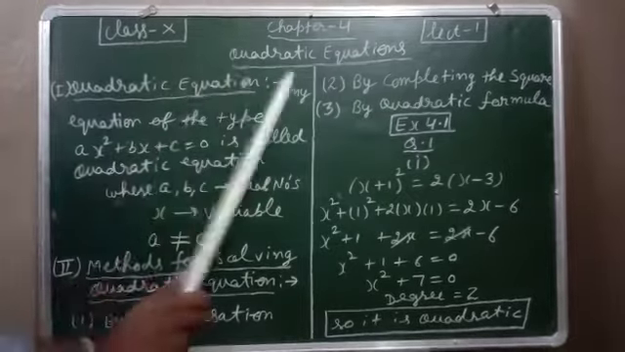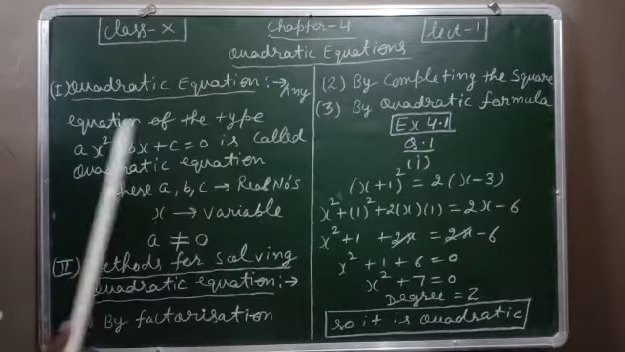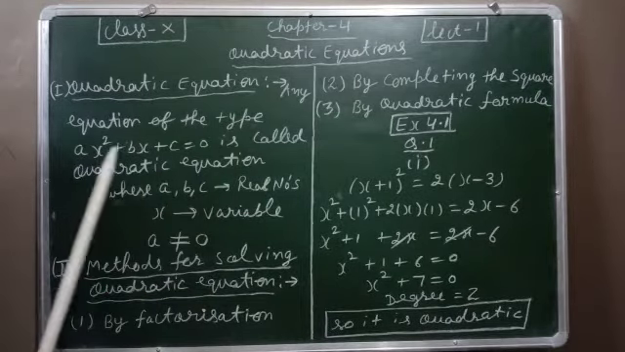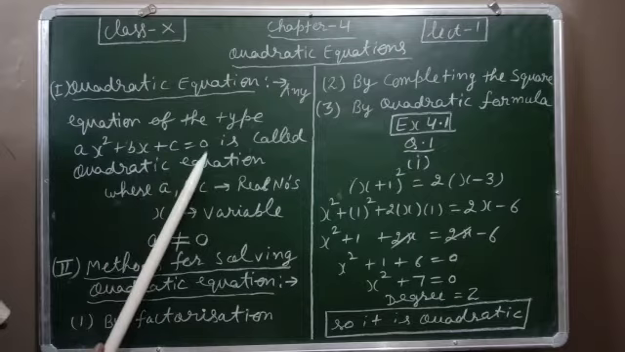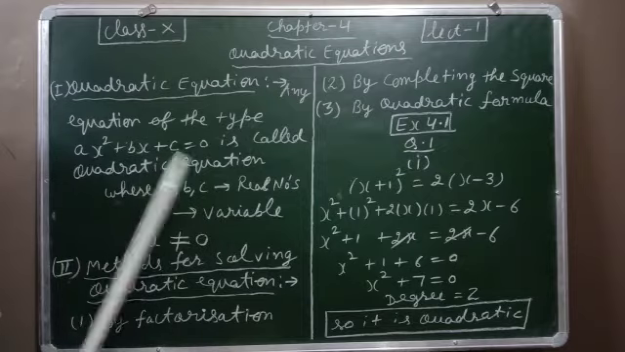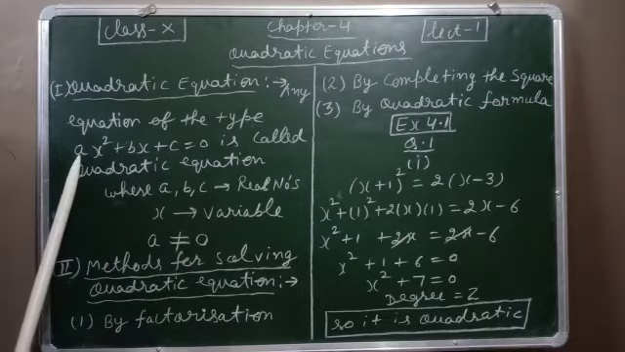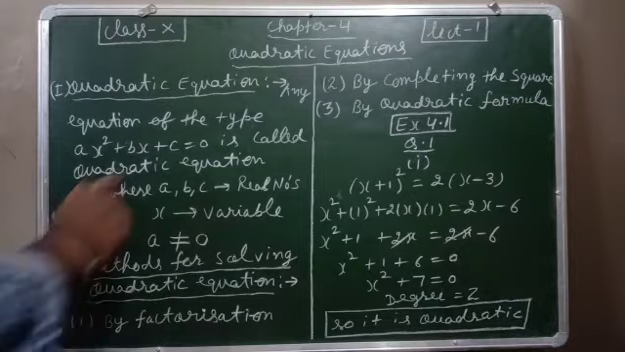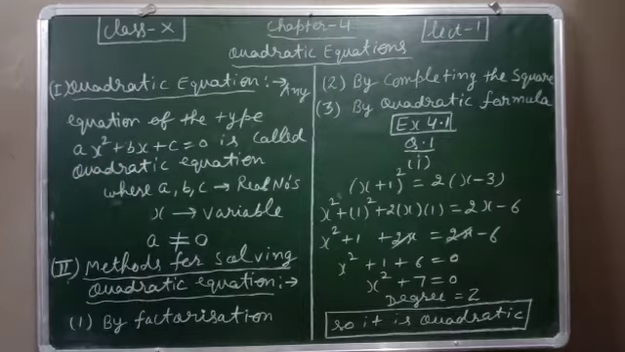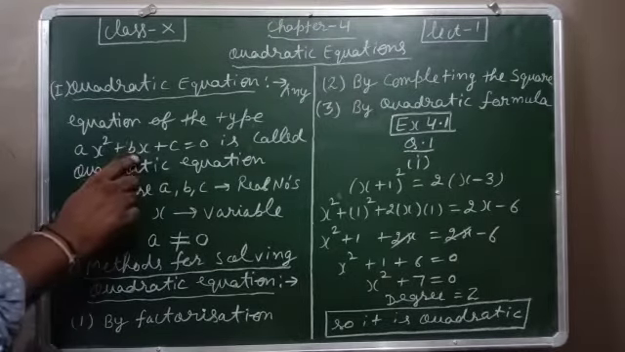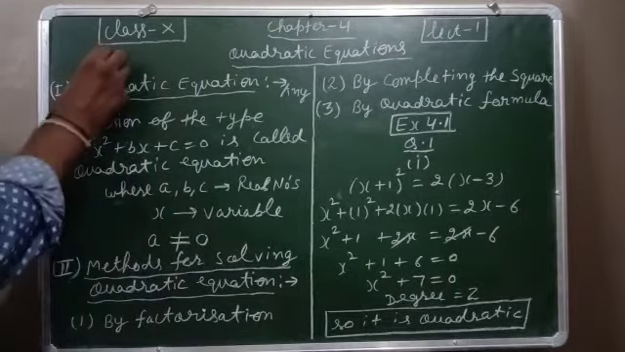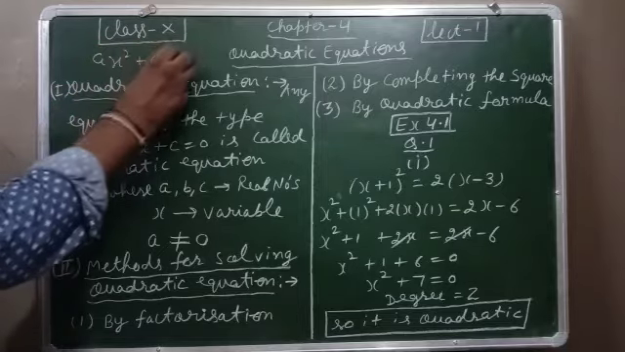What is the meaning of quadratic equation? Any equation of the type ax square plus bx plus c equal to 0 is called a quadratic equation. Here a, b, c are real numbers. This x is a variable. A should not be equal to 0. This b and c can be 0. Suppose if b is 0, then this will become ax square plus c equal to 0.